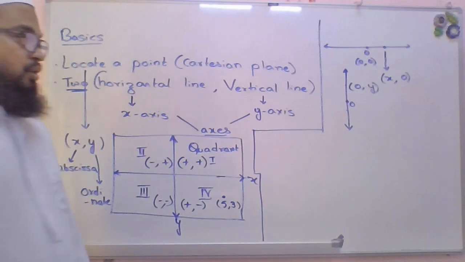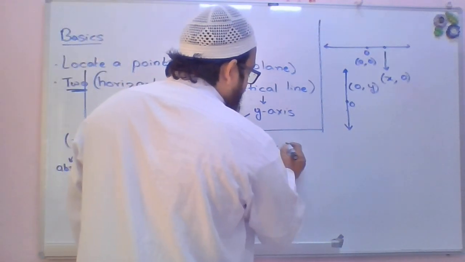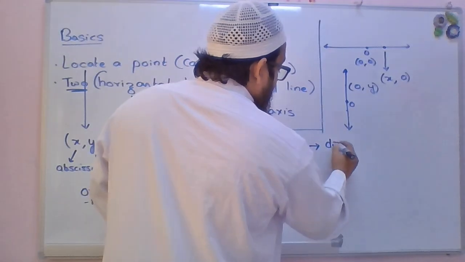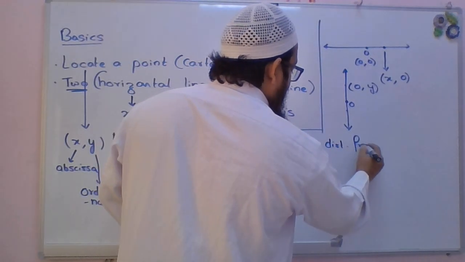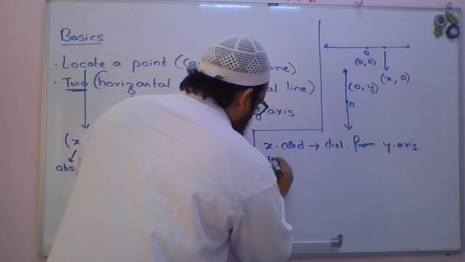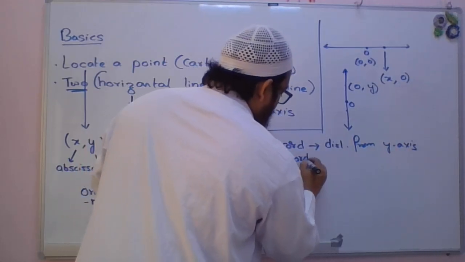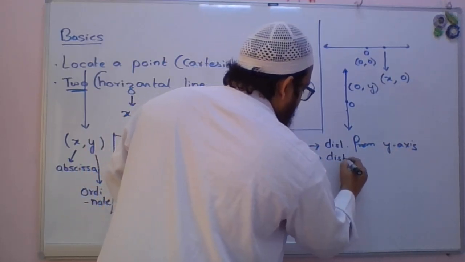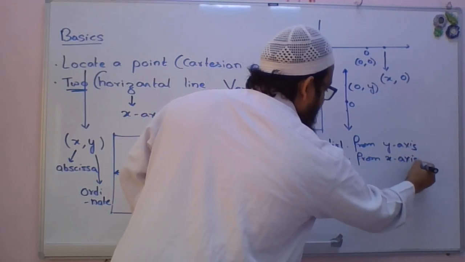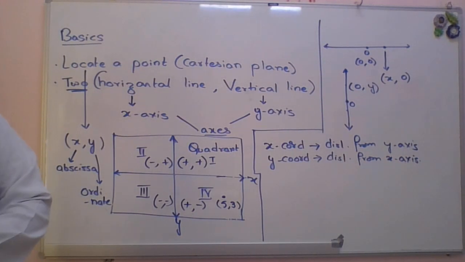Understood or not? So the last one: the x coordinate will be the distance from the y-axis, and the y coordinate is the distance from the x-axis. I hope everybody understood, right?